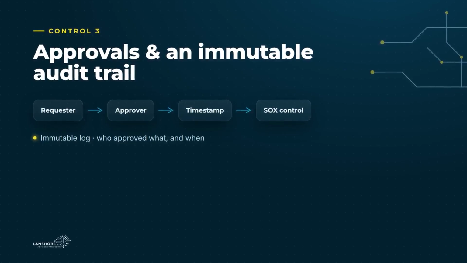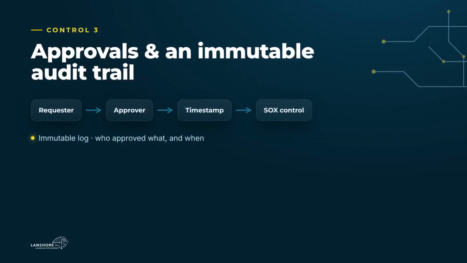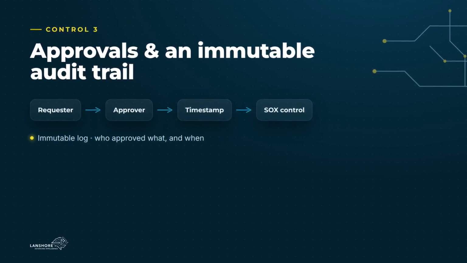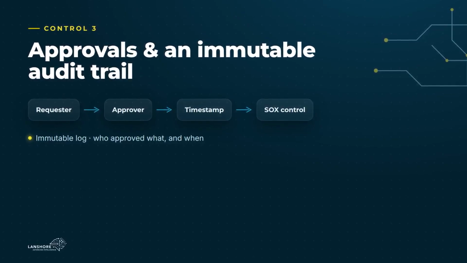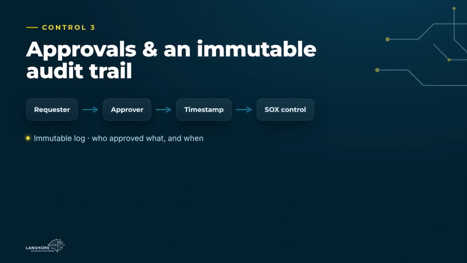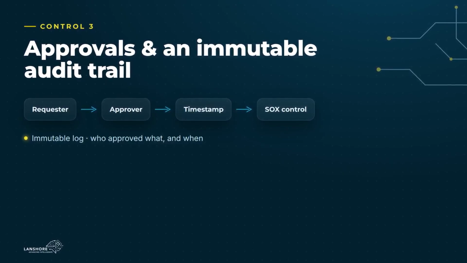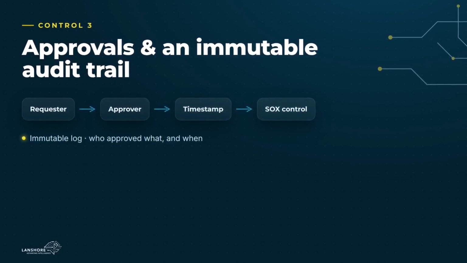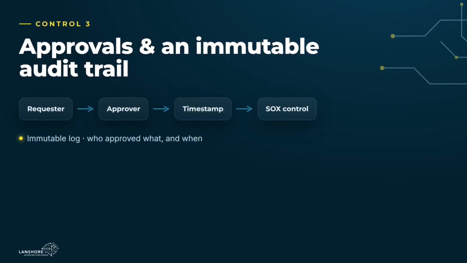Every plan change, exception, and payout runs through a defined approval path, and the system records who approved what and when in a log that can't be quietly edited. On screen, each adjustment shows the requester, the approver, the timestamp, and the SOX control it maps to. When an auditor asks how a number came to be, you don't open a spreadsheet and guess. You show the trail. This is where governance becomes real.